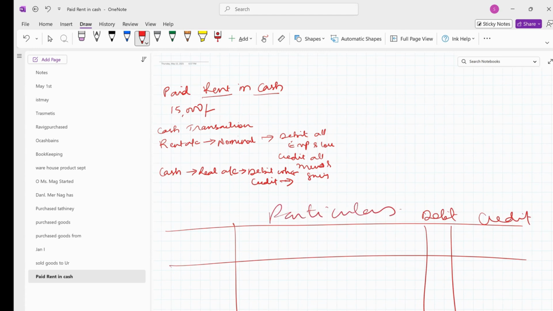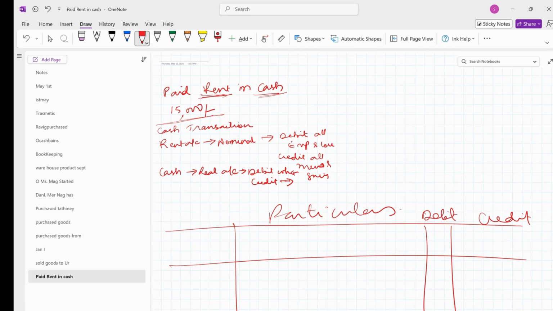Okay. Now you see, you are sitting in the business. You are preparing accounts for the business. Paid rent in cash 15,000. So what does it mean? It means you have paid rent in cash 15,000. So it is an expense to the business. Okay, right. So two important items are rent and cash.